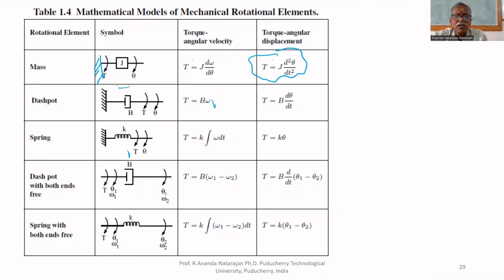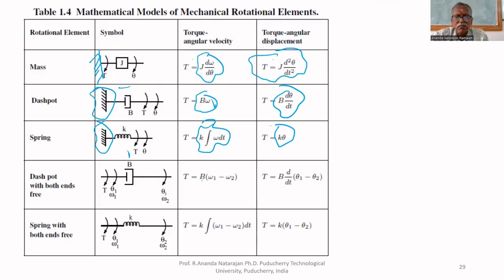If it is a dashpot with one end fixed, the torque is B d theta by dt, or B omega. For mass with one end fixed, it is J d omega by dt. If it is a spring, it is k theta. If you know the angular velocity, it is k integral of omega dt.